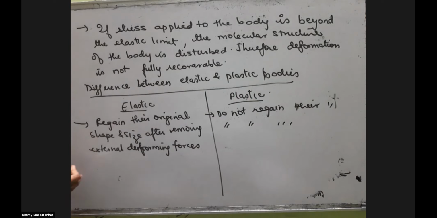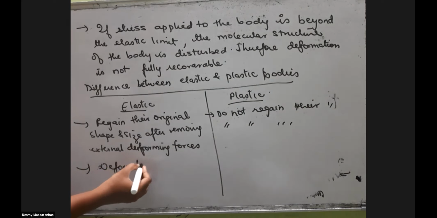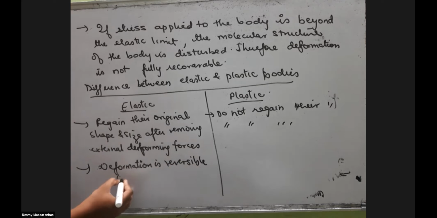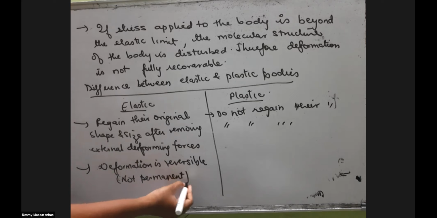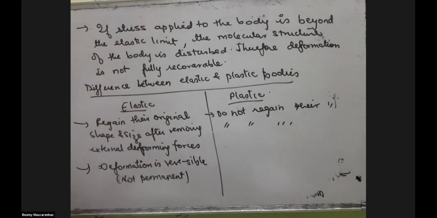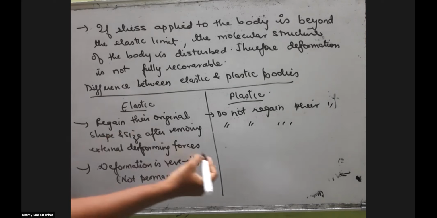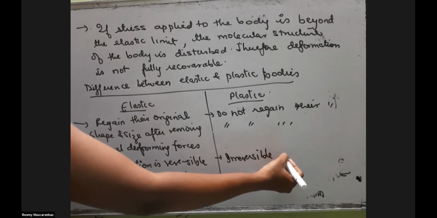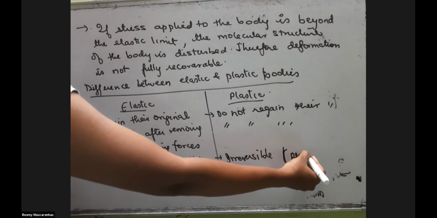Second one, deformation is reversible. You can reverse it. Whatever deformation there is, it is not permanent, you can reverse it and get back to its shape. But here it is irreversible. That is permanent.